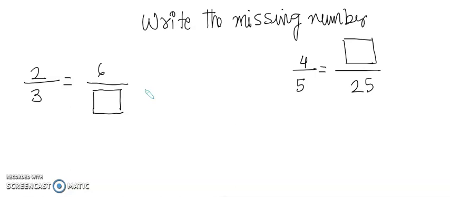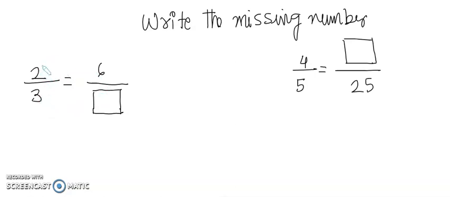Sometimes in this topic you come across these types of questions which you can see on the whiteboard. Write the missing number. So 2 by 3 equals 6 by what? Which number should come in this blank box? How do we find which number will come? No doubt these are equivalent fractions.